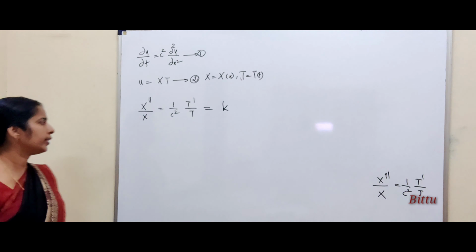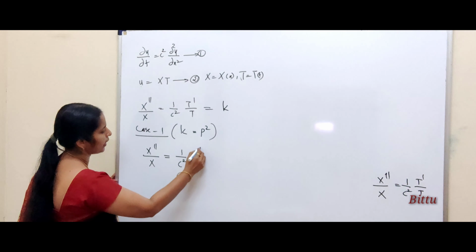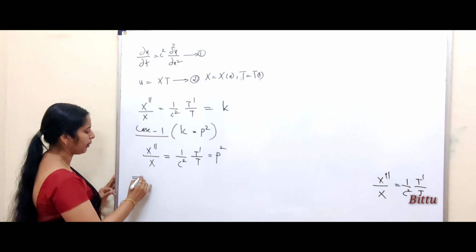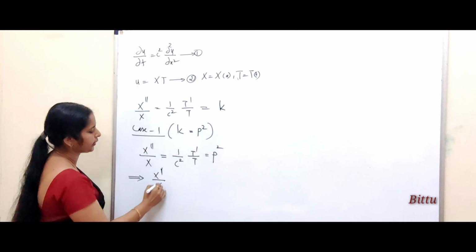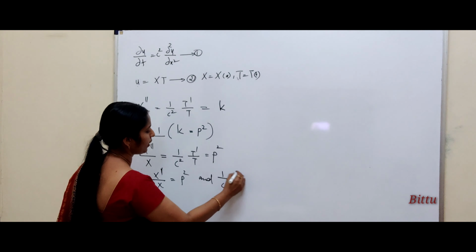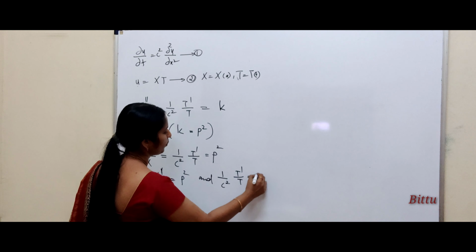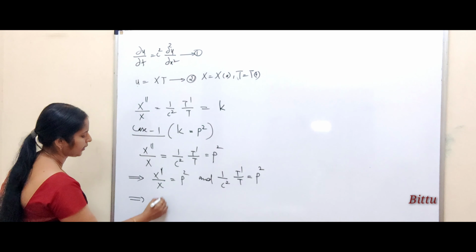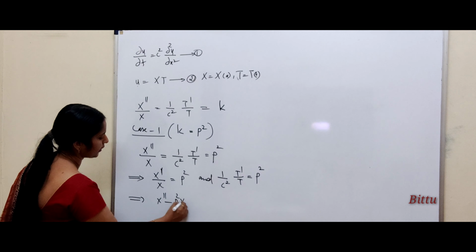So we have X double dash by X = 1/c² T dash by T = p². This implies X double dash by X = p² and 1/c² into T dash by T = p². This implies X double dash − p² X = 0.